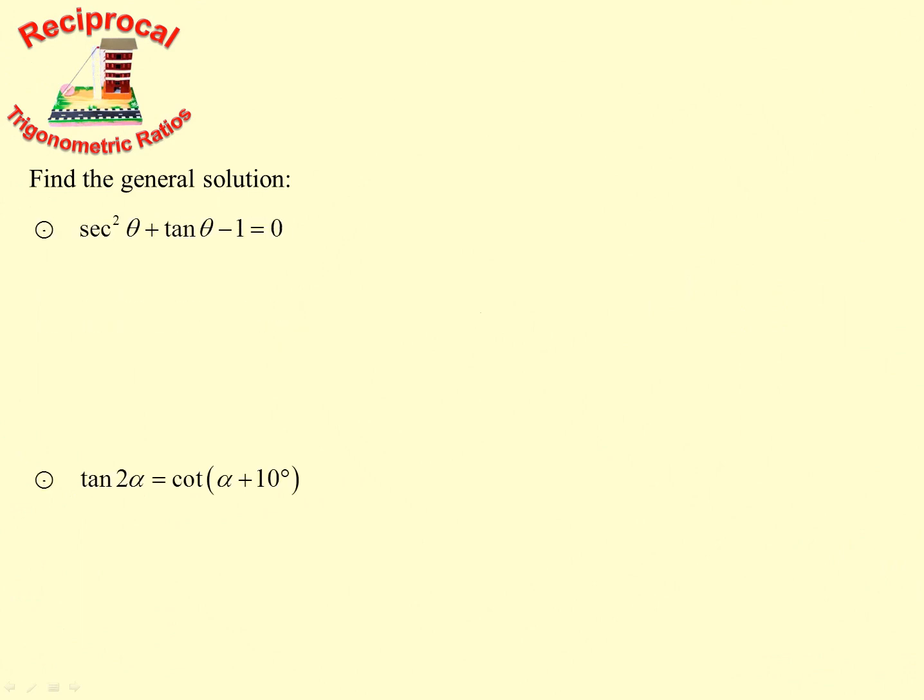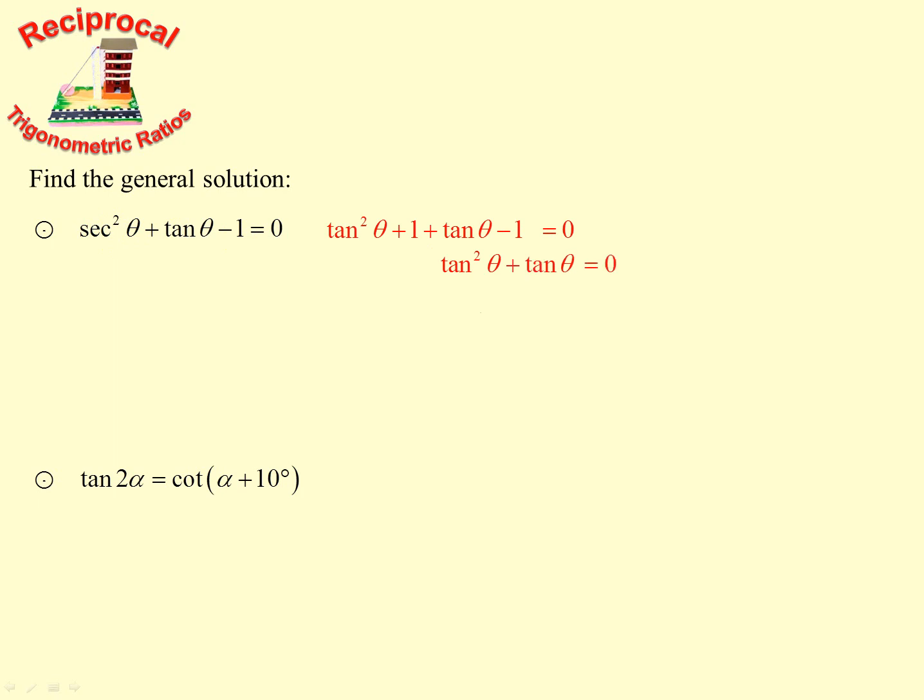Some more general solutions to try. Now, this one's going to bring in one of the Pythagorean identities. We cannot solve that like that, but I remember that sec squared is tan squared plus 1. So if I put tan squared plus 1 instead of sec squared, I'll end up with just tans in the equation.